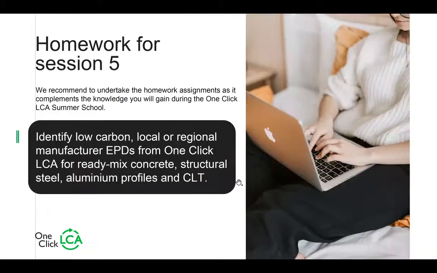The homework for today is a very simple one, as it should be, because you have other things to do on your weekend potentially. So look up low carbon, local or regional manufacturer specific EPDs for ready-mix concrete, structural steel, aluminum profiles, and cross-laminated timber or glulam. Just check what you can buy, who's making them, and what makes you think that they are low carbon. So maybe your local supplier is not favorably positioned in this matter.